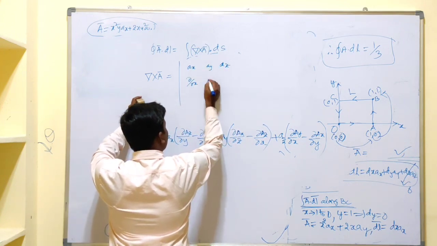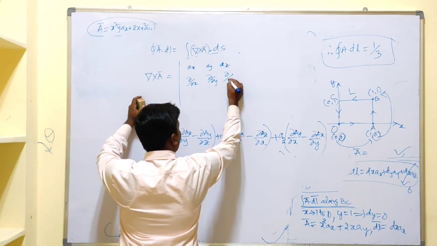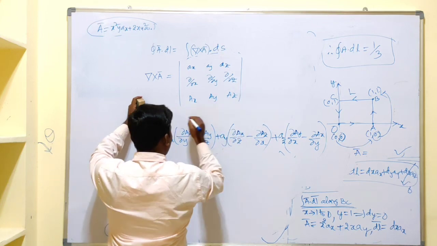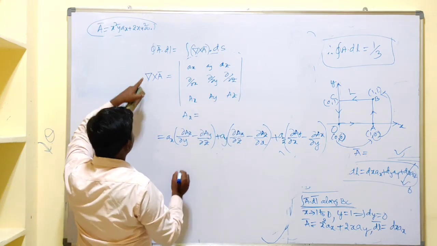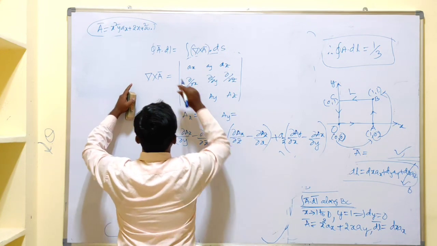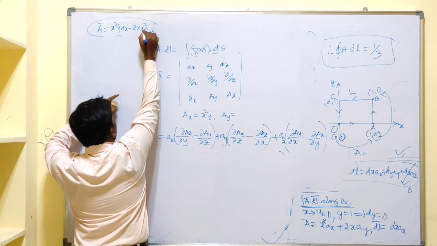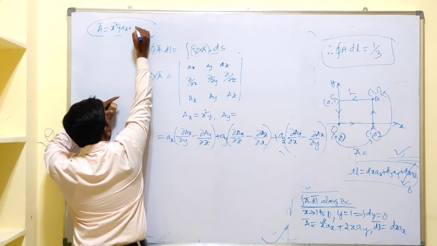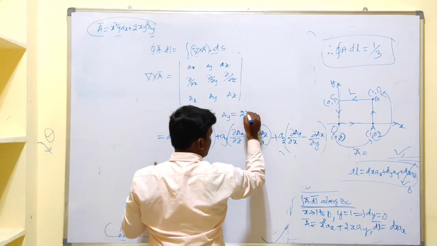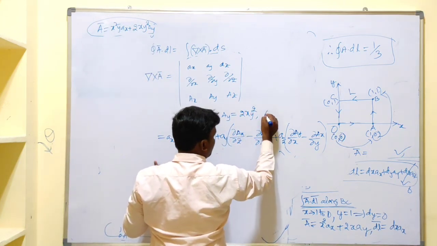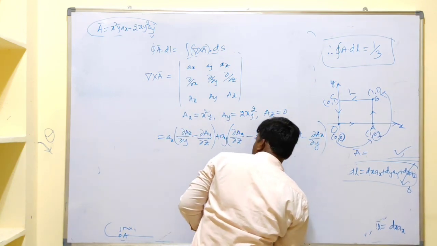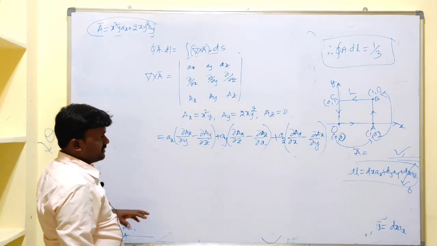It is ∂/∂x, ∂/∂y, ∂/∂z. And what about this? Ax, ay, az. What about ax? The magnitude of A along the x direction is x square y. And what about y? It is 2xy square ay, that is the y component. What about az? Az is 0. Now by simplifying this, you will get the del cross A.